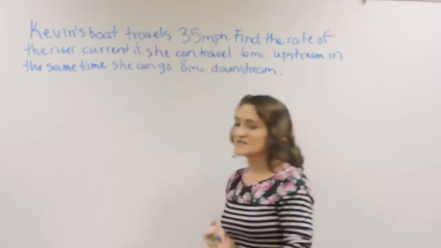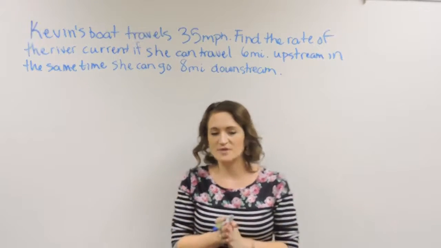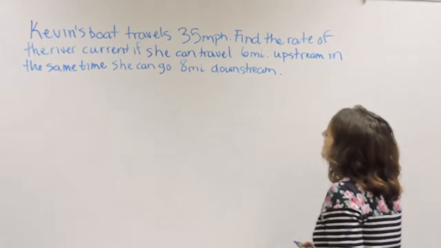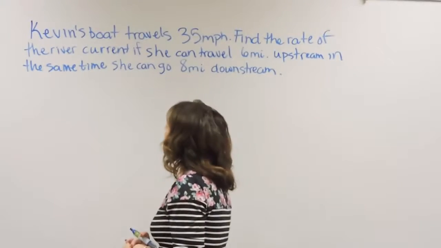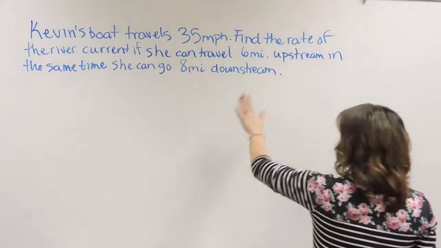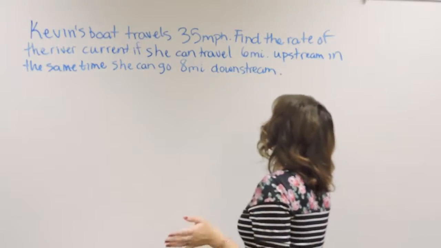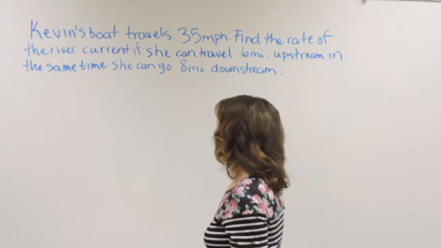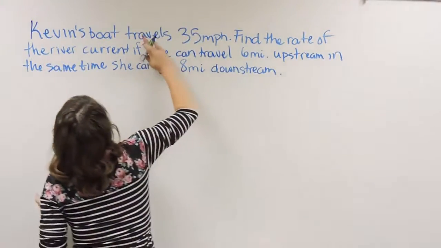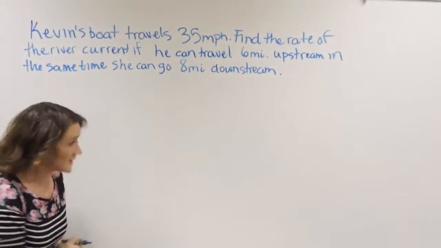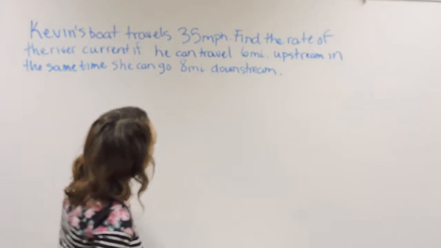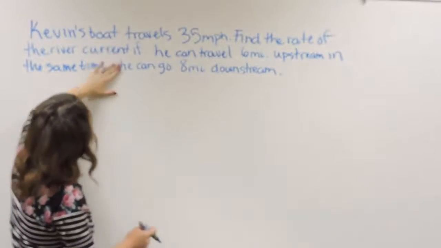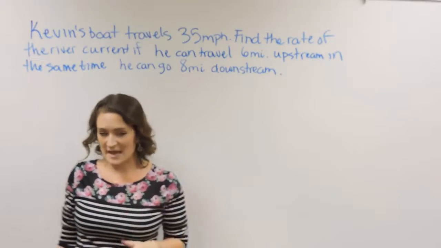So first off, let's read through this problem so we can see what we're talking about here, and then we'll discuss how we solve this. In this specific example, we're talking about Kevin, and Kevin has a boat that is traveling at 35 miles per hour. It asks us to find the rate of the river current if he can travel 6 miles upstream in the same time that he can go 8 miles downstream.